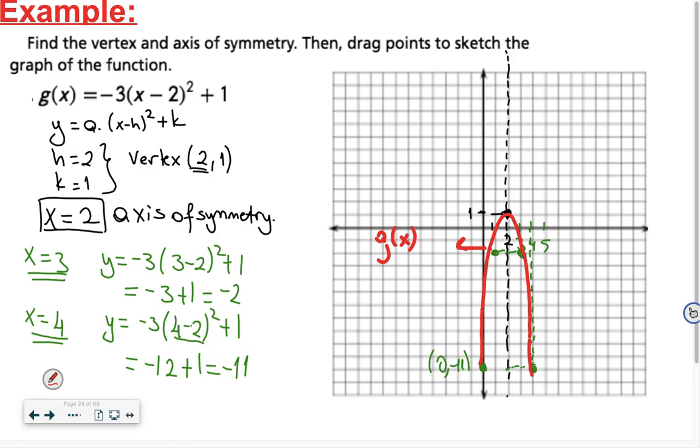Alright, in addition to this, I would like to mention the transformation of the function. So first transformation is h. H is horizontal shift. 2 units right horizontally, this is the horizontal shift, and 1 unit up vertically, this is the vertical shift.